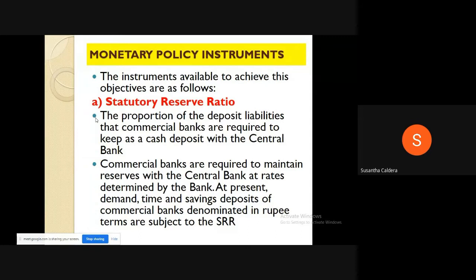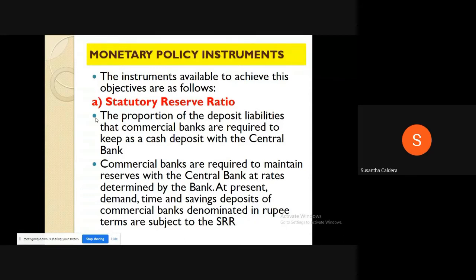Another one. So it's a monetary policy tool. By getting more money as statutory reserves and keeping it with the central bank, another thing we are trying to control is the liquidity of the country.